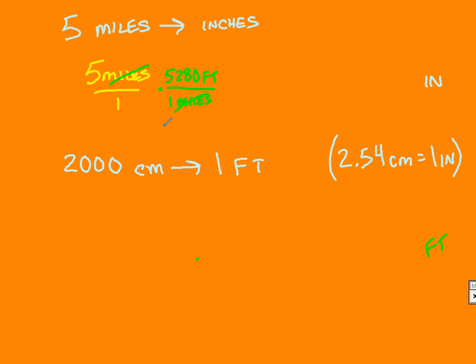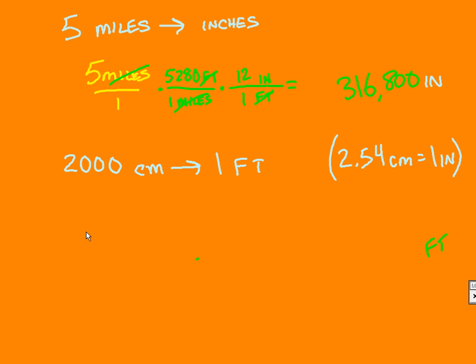Now my unit right now is feet, but I don't want feet. I want inches. So I need to do another conversion. I'll get rid of feet and change it to inches, because 1 foot is the same as 12 inches. My feet cancel out. That gives me inches as my unit. So I can multiply across and get 316,000 as my answer.